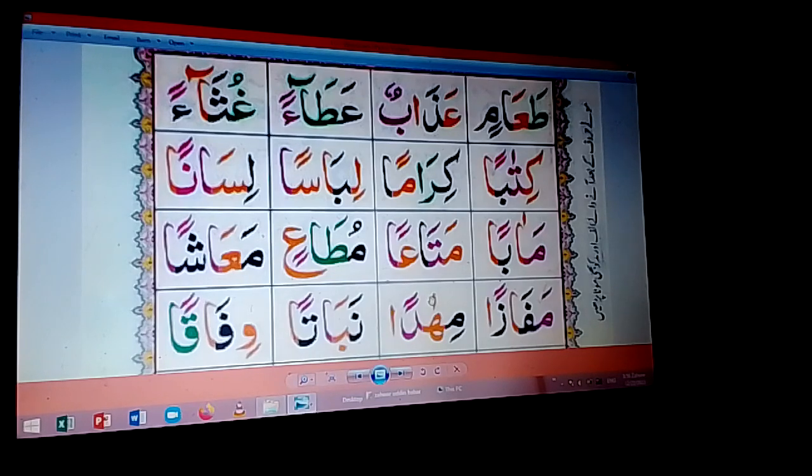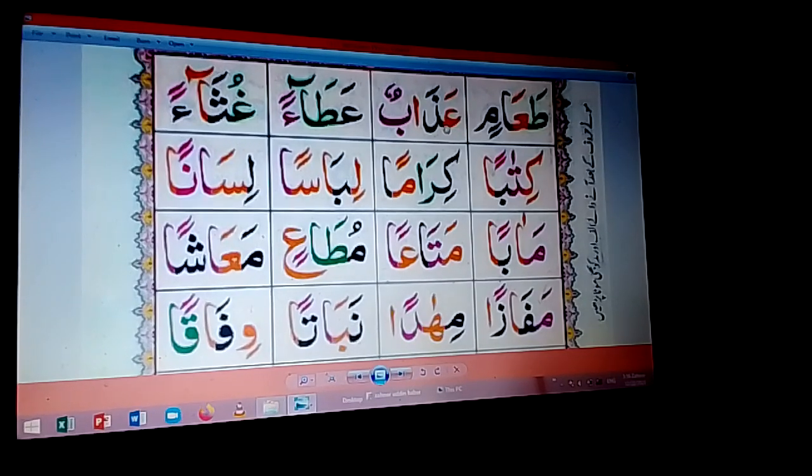Now the first letter, that is min. In this first box, mi is longer because this mi is followed by another letter, and this is alif silent. So because of that alif we made it longer. Min. Moving to next box, there is azabun. Azabun. We are prolonging the za because of alif again.